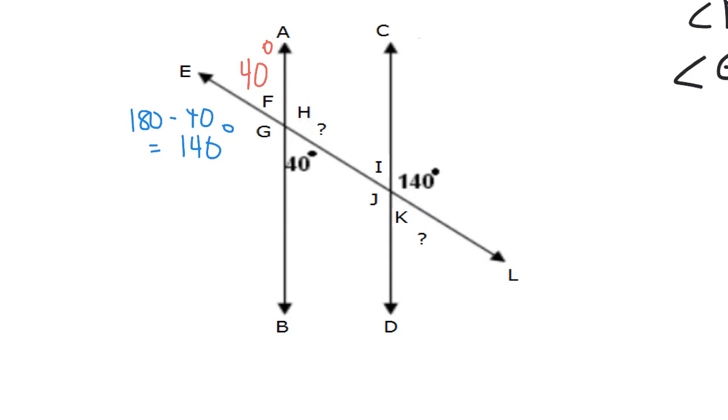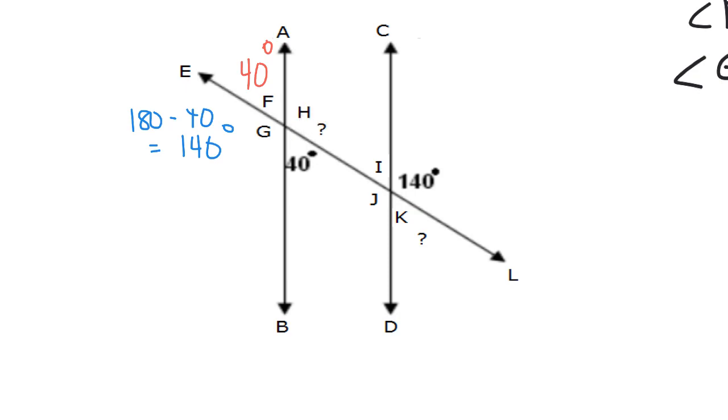Now, this is nice and simple because I know that angle G and angle H, they're opposite from each other, and I know that opposite angles are equal. So if angle G is 140 degrees, that means that angle H also has to be 140 degrees.